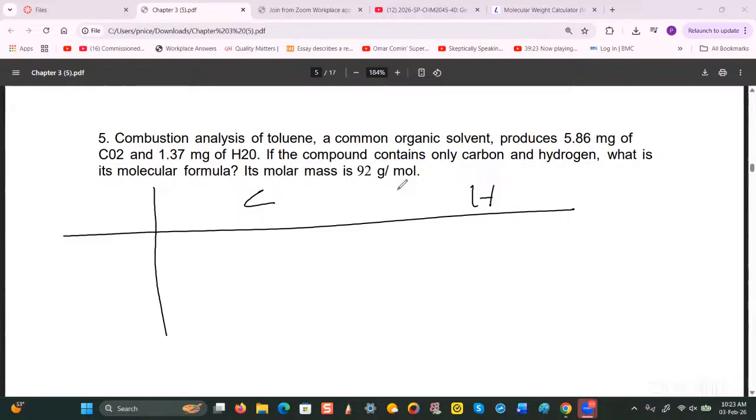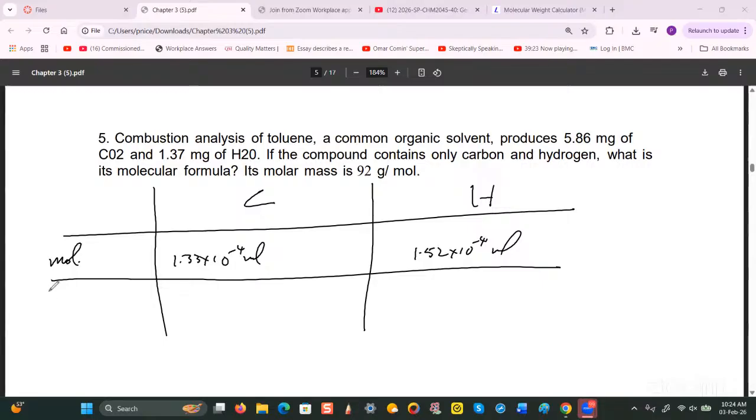And the first row, instead of mass, we're going to have mole because we just calculated those. For the carbon, it's 1.33 times 10 to the minus 4 moles. And for the hydrogen, it's 1.52 times 10 to the minus 4 moles. And then we divide right through by the lowest mole value. So we divide by 1.33 times 10 to the minus 4 moles. This divided by itself will give you 1. And then we have 1.52 times 10 to the minus 4 moles divided by 1.33 times 10 to the minus 4 moles.